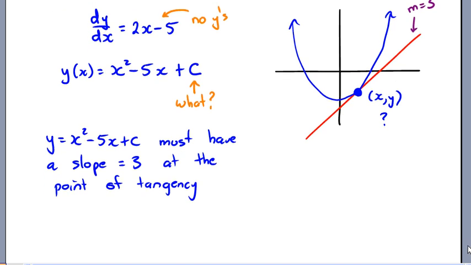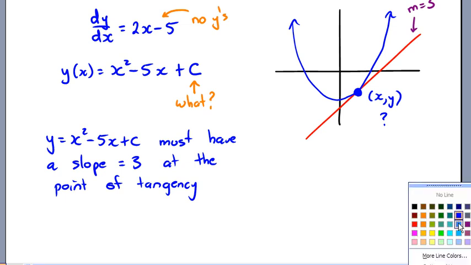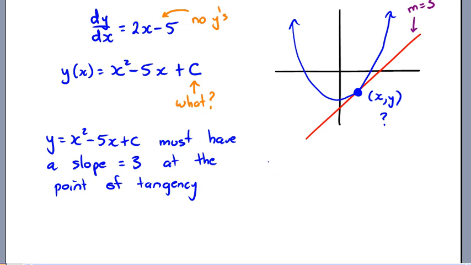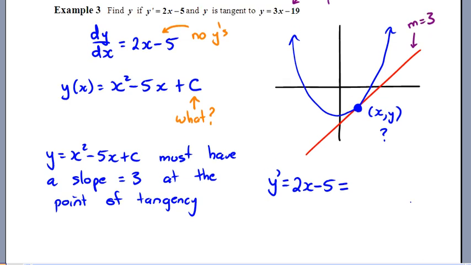Okay, well, let's just go and find out when that happens. Here's what we know. The derivative for that, y prime, they gave it to us. They said the derivative is 2x minus 5. That's going to have to equal that 3 that we've got there. It's got to be the same slope as that red tangent line that I've drawn in.